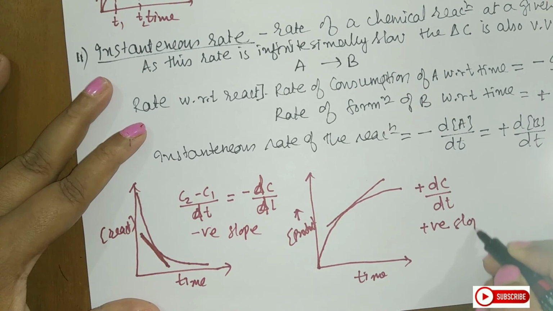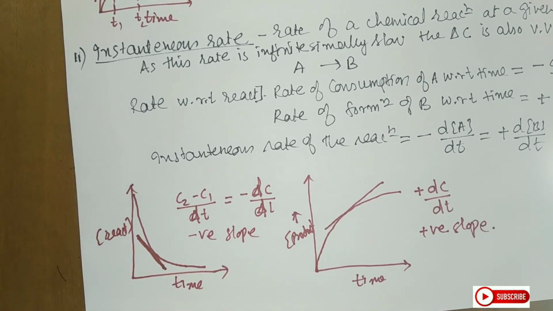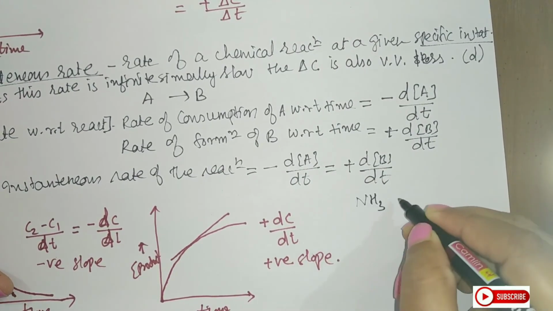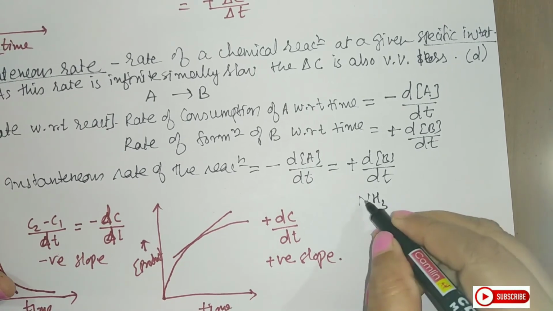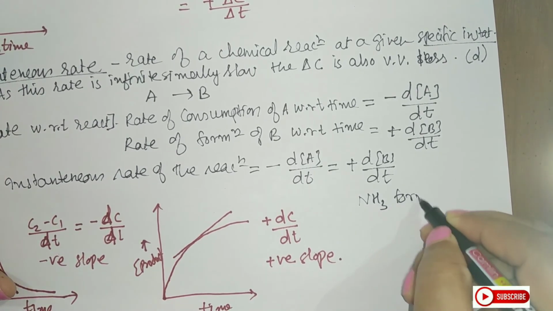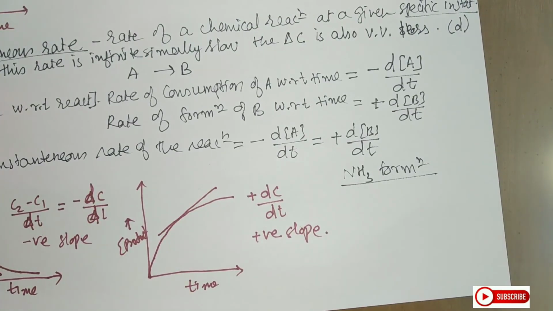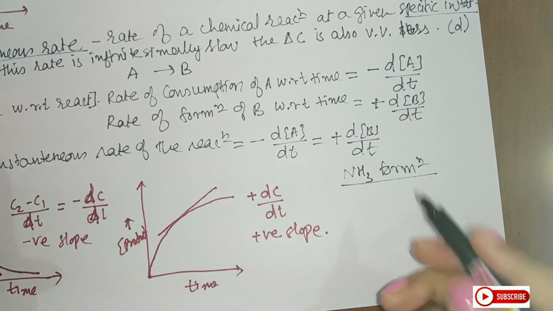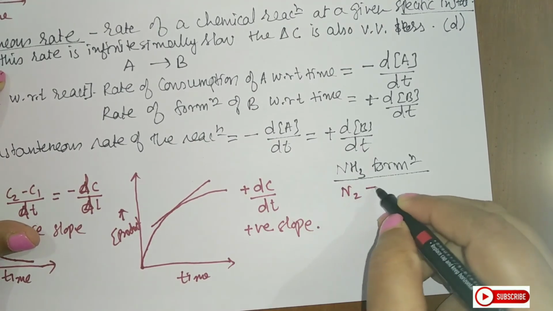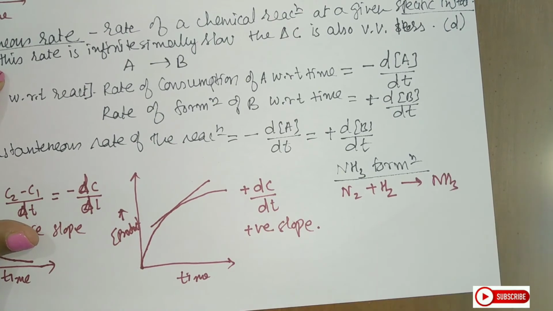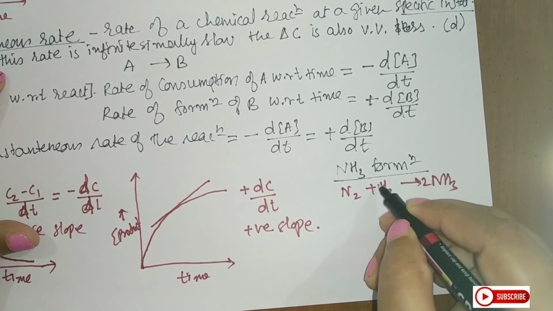Let us try one example. Now we can have the example of ammonia formation. Let us write the reaction for the ammonia formation. How will it be formed, students? It will be N2 plus H2 gives NH3. Balance the equation, and you will get it in this way.